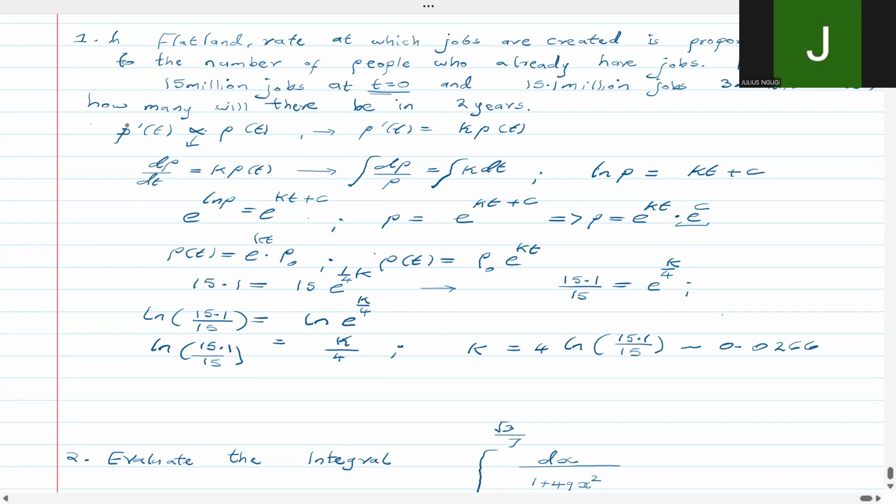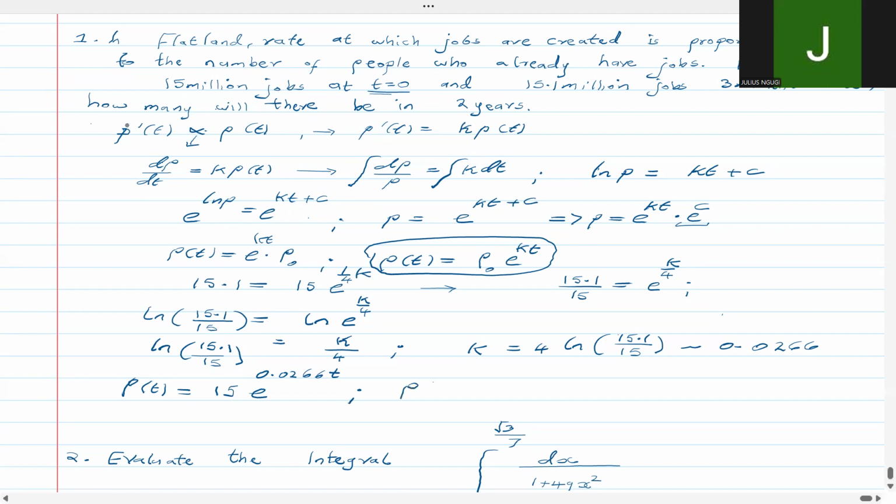I'm putting it in an oval shape, that P of t equals the initial value, 15, times e to the power of the relative growth rate we now have, 0.0266, multiplied by t. So if we have the value of t, we can solve this question. For our case, t equals 2.